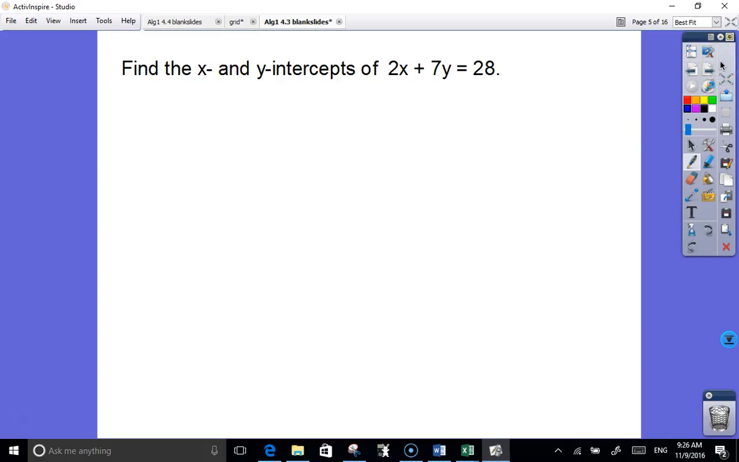Now find the x and y intercepts of this one, and I'm going to do this one. So again, what did we just say? We want to find the x-intercept. If I want the x-intercept, what do I substitute? Y equals 0.